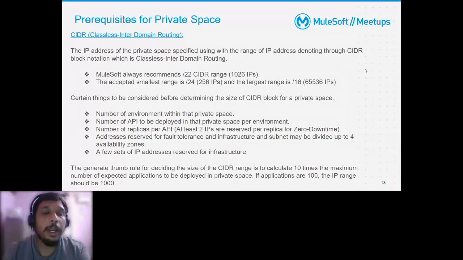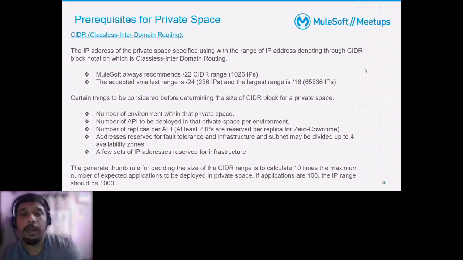CIDR is a subnet mask of your network. So you have to liaise with the network team of the organization to get the CIDR block. You have to ask them: the CIDR block should not be an existing one that is being used by other components in the network. It should be an unused one, and you have to get the ranges accordingly. When I say ranges, MuleSoft always recommends a /22 CIDR block.